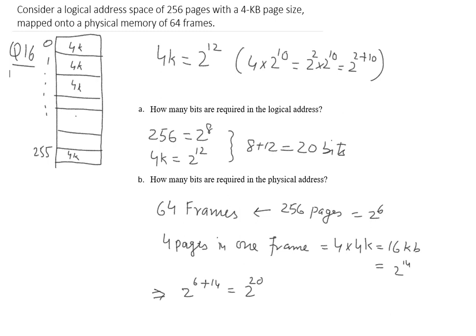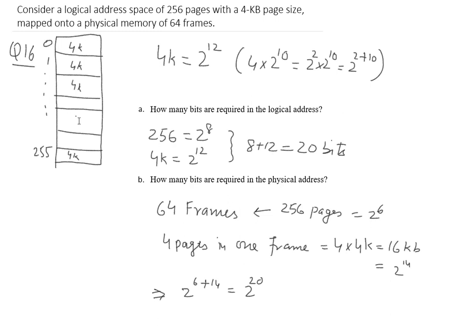Okay. Question number 16. Consider a logical address space of 256 pages. So I have a logical address space which has 256 pages from 0 to 255, and the size of each page is 4 kilobytes. So you can see 4 kilobyte pages and 256 pages mapped onto a physical memory of 64 frames. This is the logical memory, and then I have physical memory which is RAM.